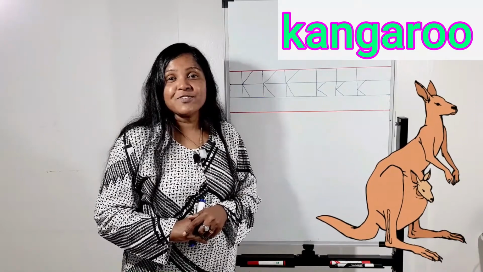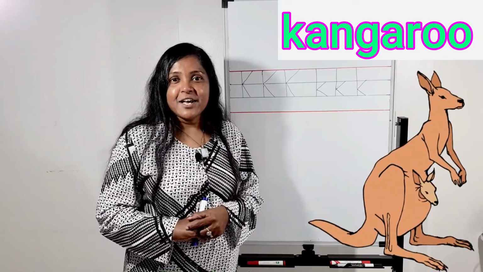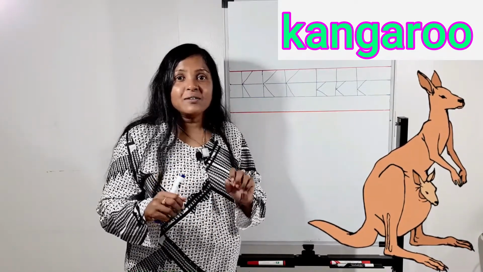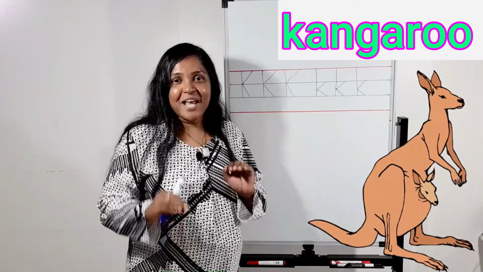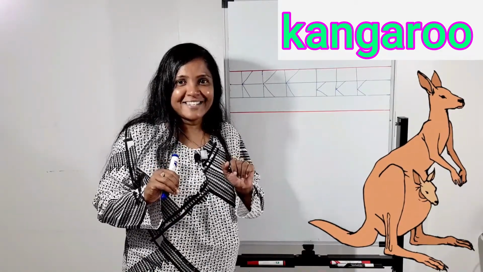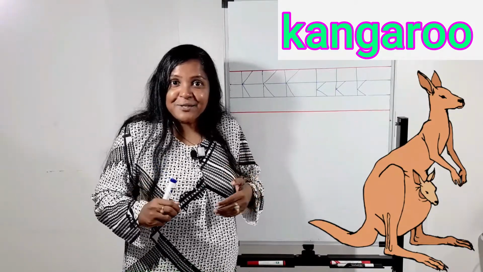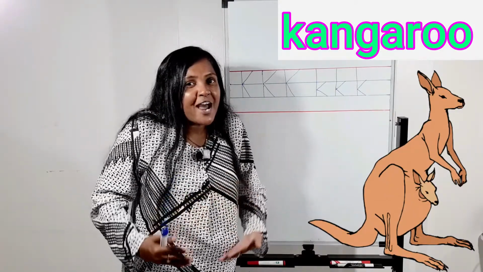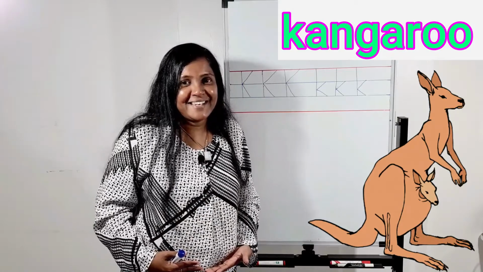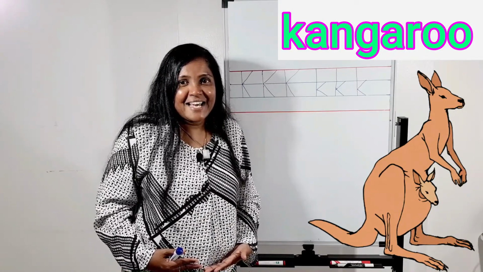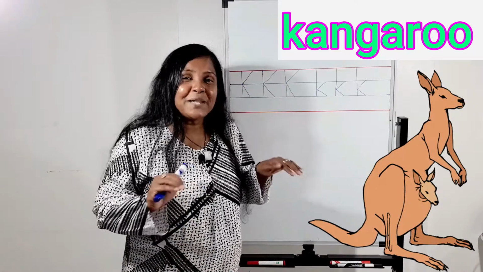Kangaroos live in Australia continent. They have very strong back legs and short front legs. They can jump. Female kangaroos, they have a pouch to carry their babies. Do you like to jump like a kangaroo?